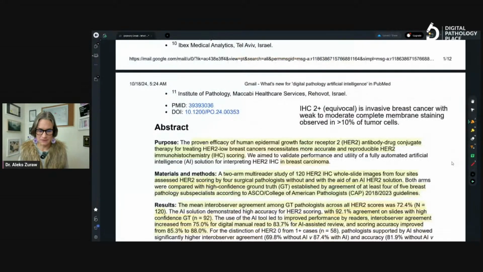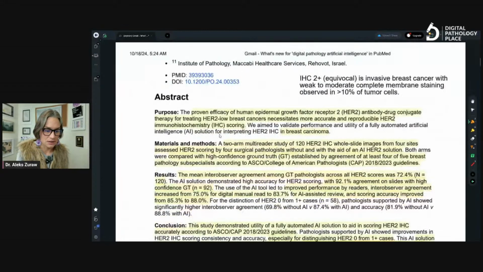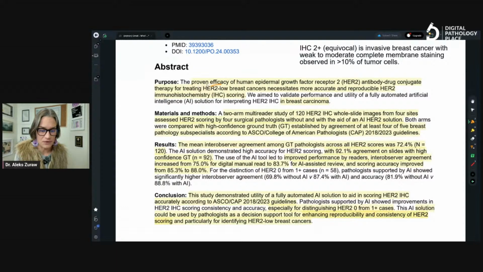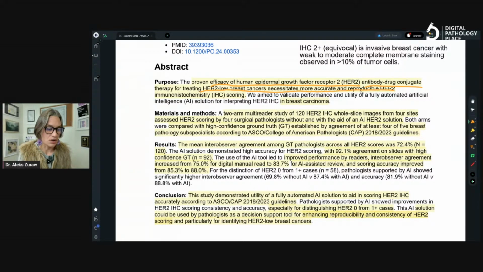But just to give you perspective, this is about HER2 scoring, HER2 2+. The purpose was that the proven efficacy of HER2 antibody drug conjugate, so there is a therapy for treating HER2-low breast cancer, necessitates more accurate and reproducible HER2 IHC scoring. Especially when it's low. When it's super high and the threshold is high, then it's easy, right? We're talking about breast carcinoma, but the low ones are difficult.